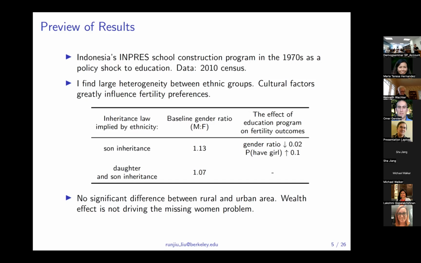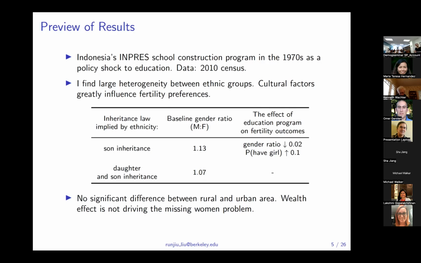However, I'd like to argue that there's huge heterogeneity between ethnic groups. Using the ethnographic atlas data, I can merge that data with the Indonesia census based on the ethnic group. Here I use inheritance law as a proxy of the traditional cultural norm of son preference. For the group that only acknowledges sons as their legal inheritors, the baseline gender ratio is 1.13. And the effect of the education program on the fertility outcome is that it helped decrease the gender ratio by 0.02 and increase the probability of having girls by 10 percentage points.